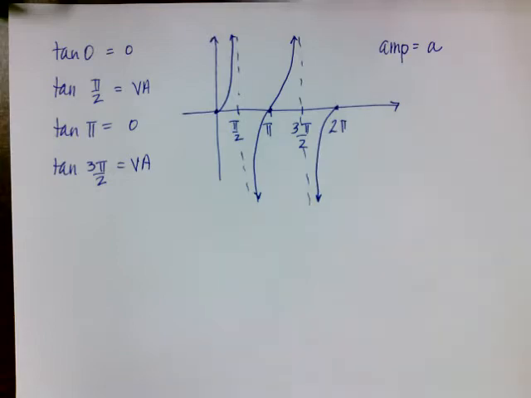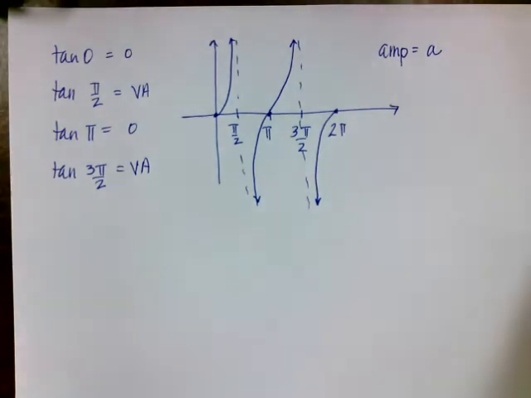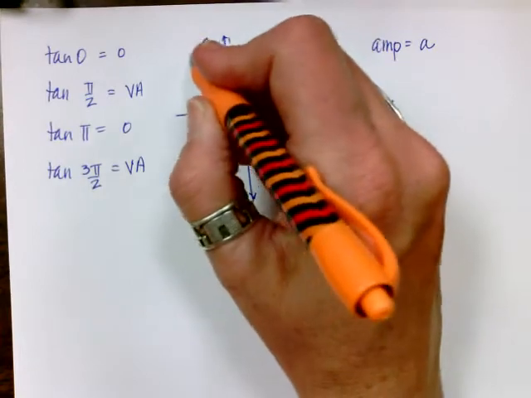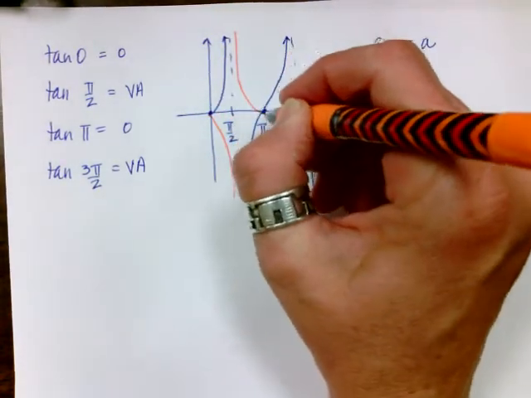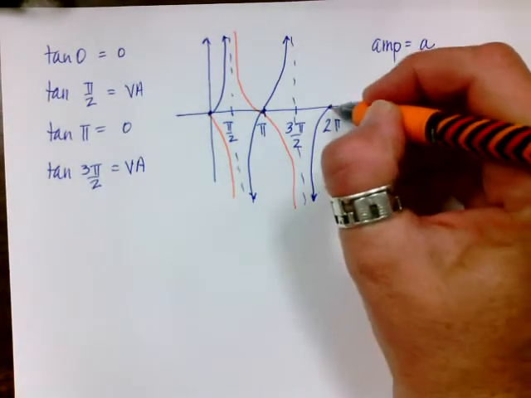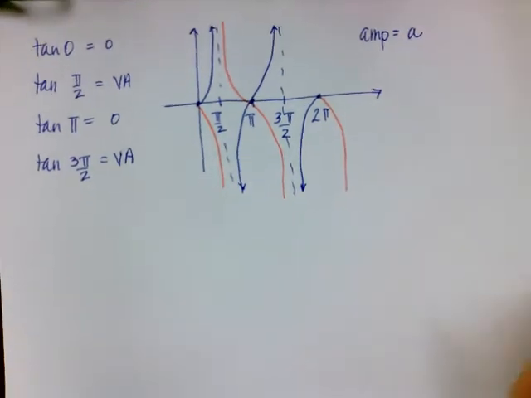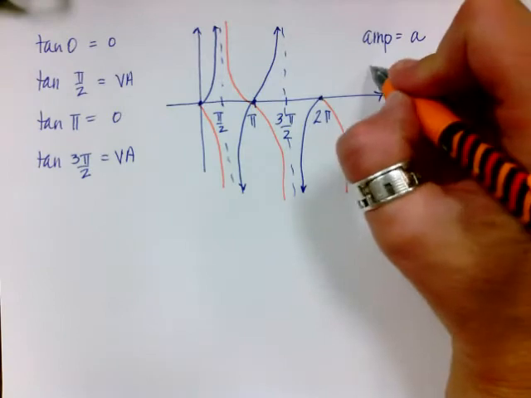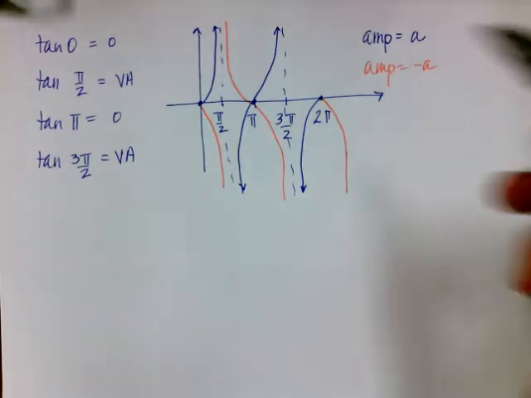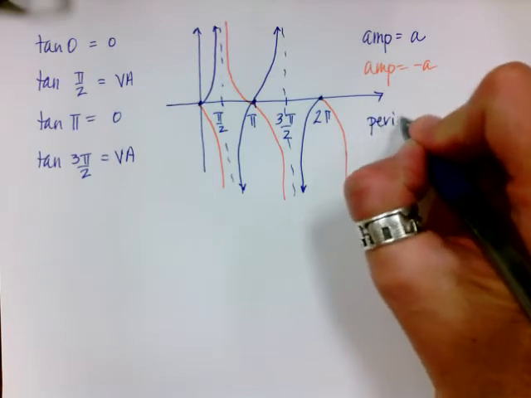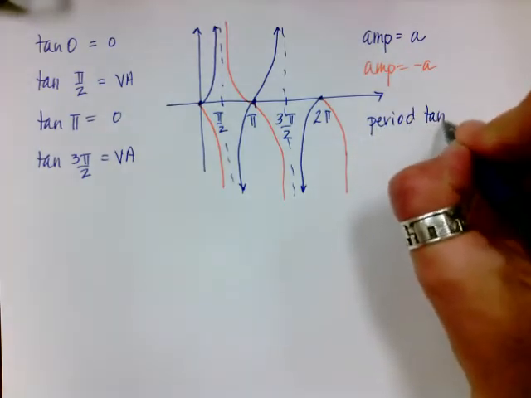All right? If I had a negative A, it would reflect my graph. I'll draw it in orange. This would be the reflected version of my graph. So that's kind of cool. Okay, so if it was a negative a, I'll put my a in orange so you can see it. The period for tangent is different.